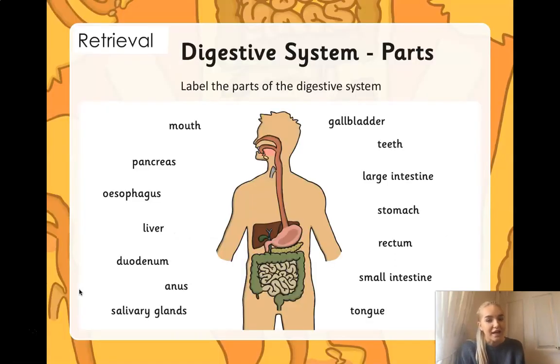Your retrieval today is to try and label as many parts of the digestive system as you can. Now, this outline of the human body with the different organs is in your resource pack, and I've given you some examples of some of the labels that you might be able to include. And remember, you need to draw a line from the label to the correct organ, to the part of the digestive system. Now, this is in your resource pack, so I would like you to spend around 5 to 6 minutes trying to label as much as you can remember.